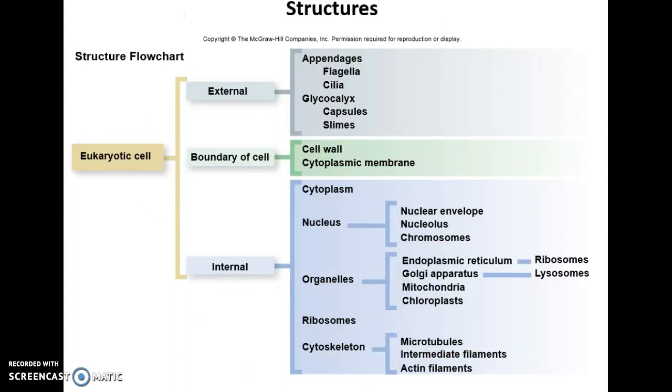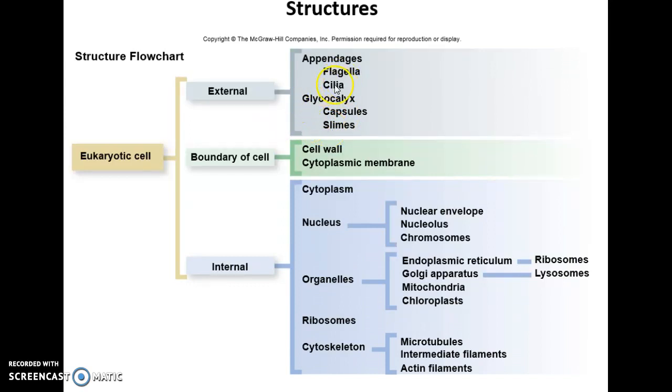All right, I like this picture because it gives you a location within the eukaryotic cells of these different structures. So you have external, which we did with the prokaryotic cells. External, you have the appendages, so the flagella and then cilia. We also have glycocalyces, right, the capsule and the slime layer.